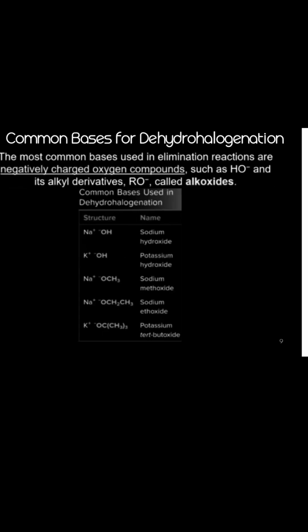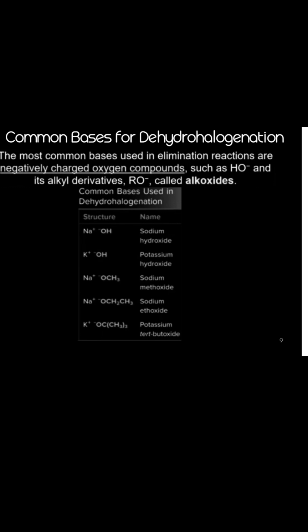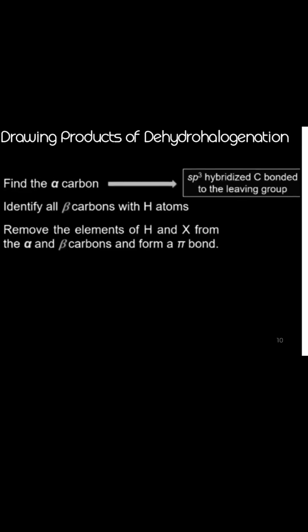These are the common bases of dehydrohalogenation, which we use to dehydrohalogenate the alpha and beta carbons in elimination reaction. The most common bases used in elimination reaction are negatively charged oxygen compounds such as HO- and its alkyl derivatives RO-, called alkoxides. And for the rest, you can pause the video and write the names, such as sodium hydroxide, potassium hydroxide, and the rest.